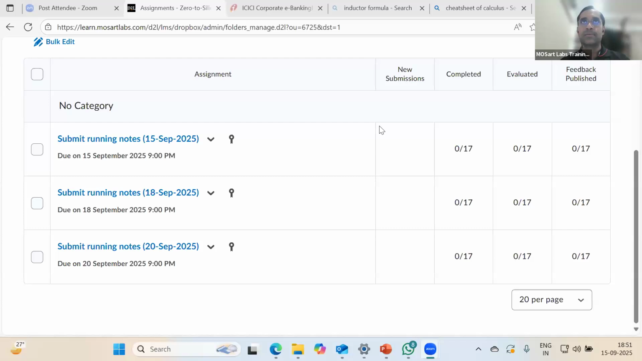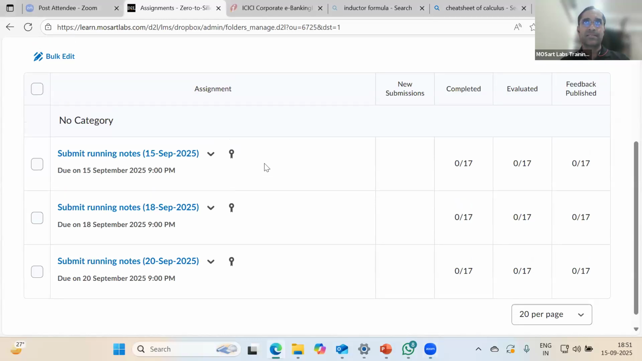Let me quickly show where to upload in your LMS. Let me show you. The screen is not shared. Trying to open it. Are you seeing my screen?